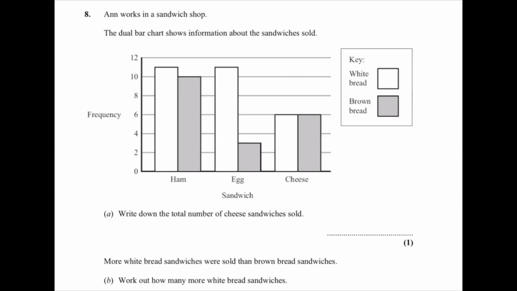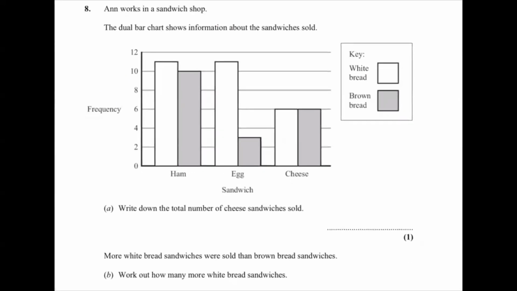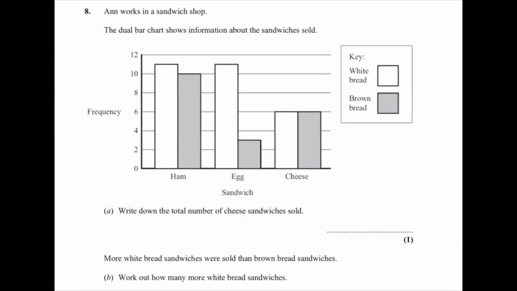All right, so we've got a dual bar chart, always important to check in with that key, make sure you know what is what. So white bread is in our white bar and in our shaded bar is our brown bread. We've got to write down the total number of cheese sandwiches. So here is our cheese. We can see it comes out at 6. So we would have 6 on white, 6 on brown, and in total, we would have 12.